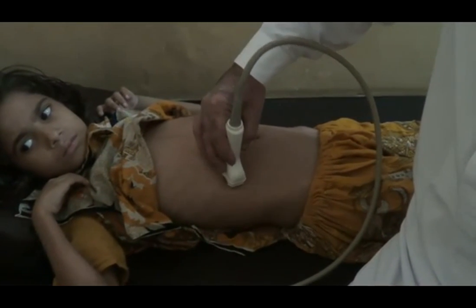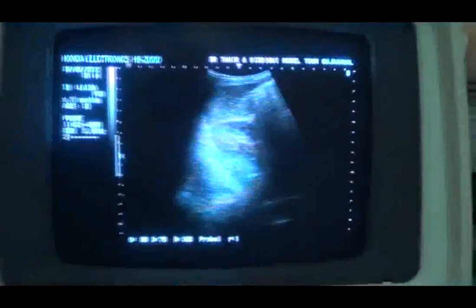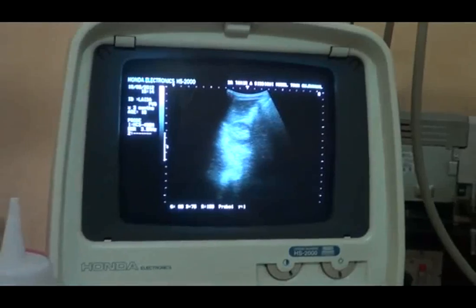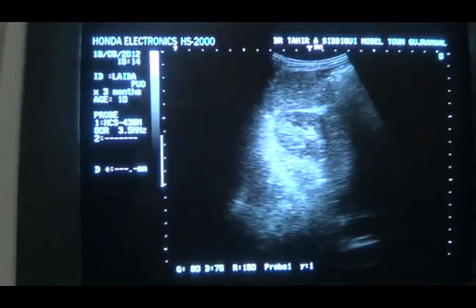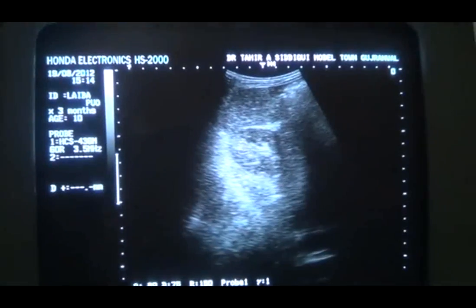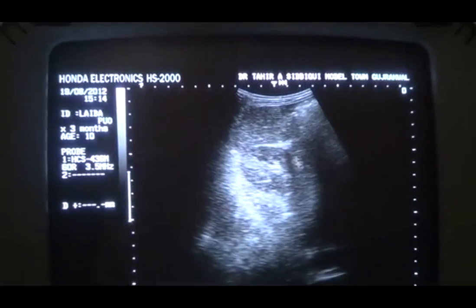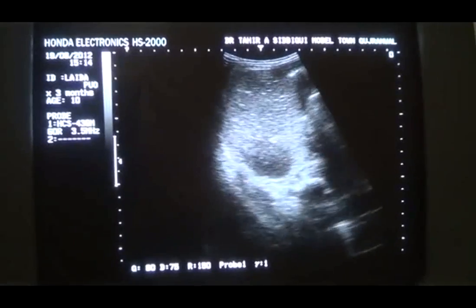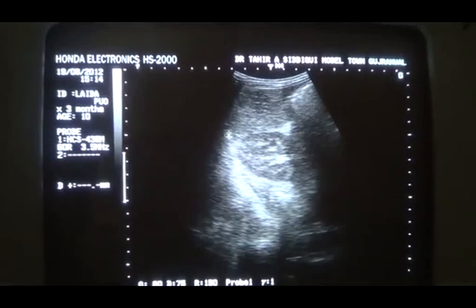We start from the liver. You see that I am getting the liver tissue below the costal margin. The liver is enlarged. This is the liver tissue that I am seeing below the costal margin. This is the right kidney in transverse section. This is the hilum. And this is the diaphragm.